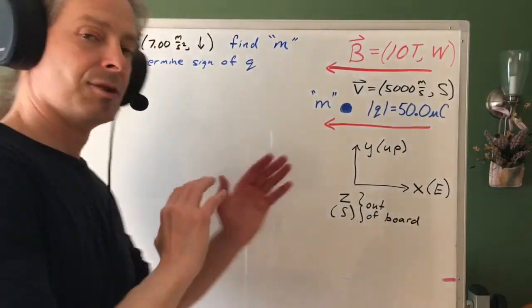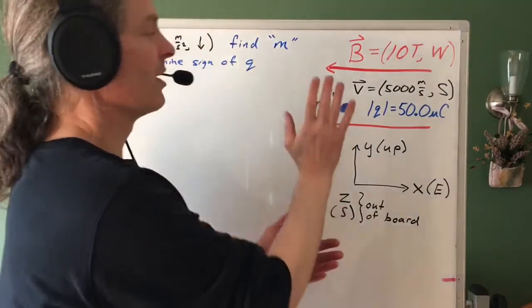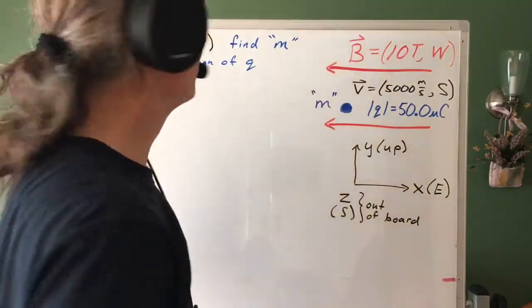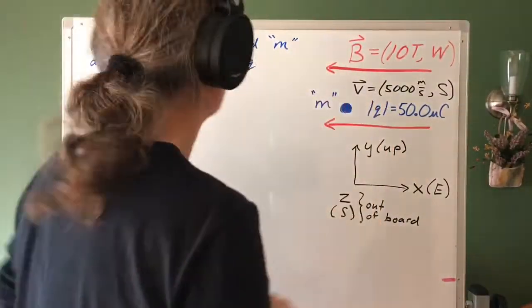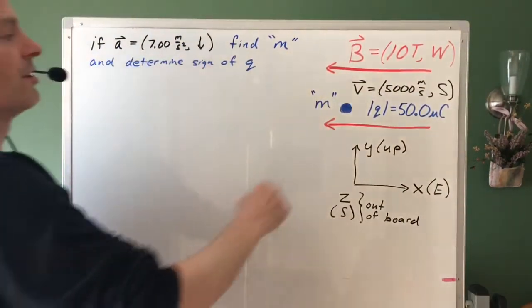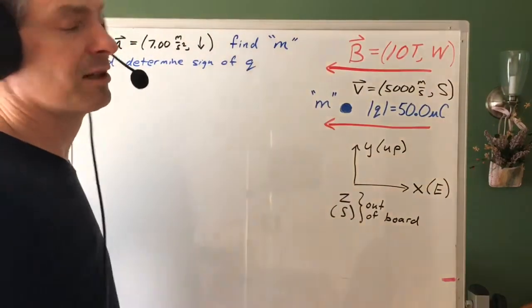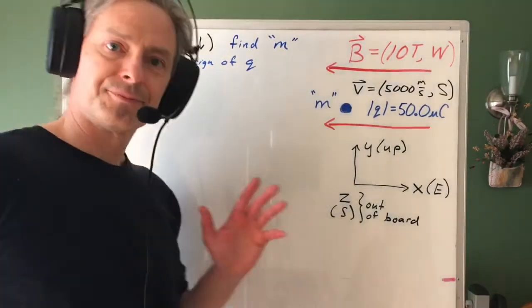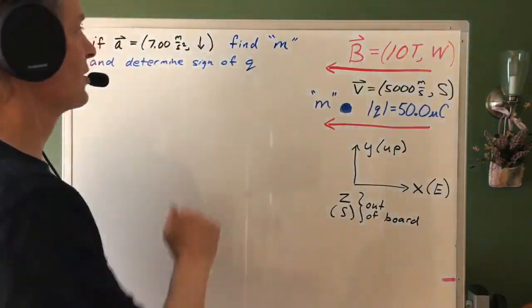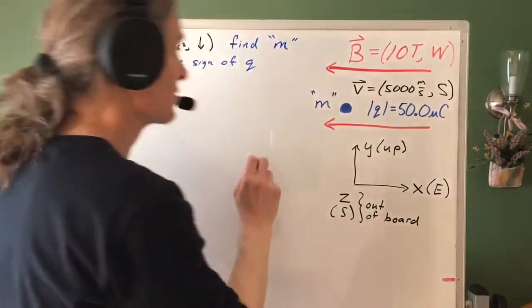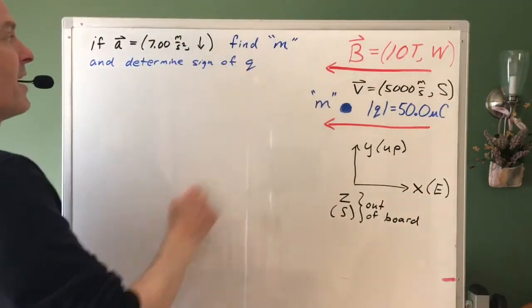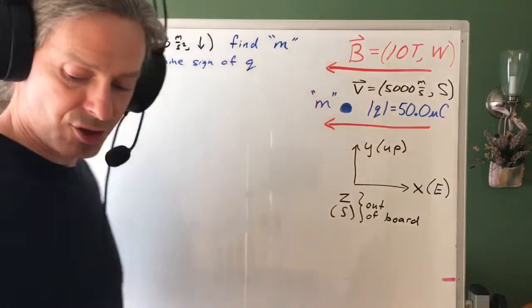All right. The last thing we're given is information about the acceleration of this charged particle. We're told that at this instant, the acceleration is 7 meters per second downward. That would be in the negative y direction. Okay. So given all this information, let's figure out what the problem is asking us to solve. We're supposed to find the mass, and we're supposed to determine the sign of the charge.